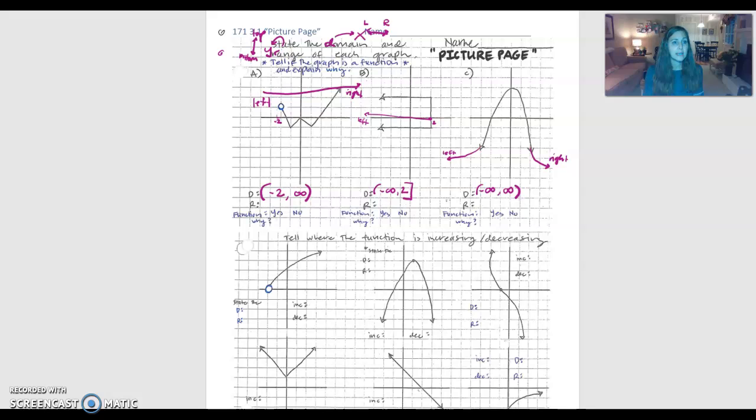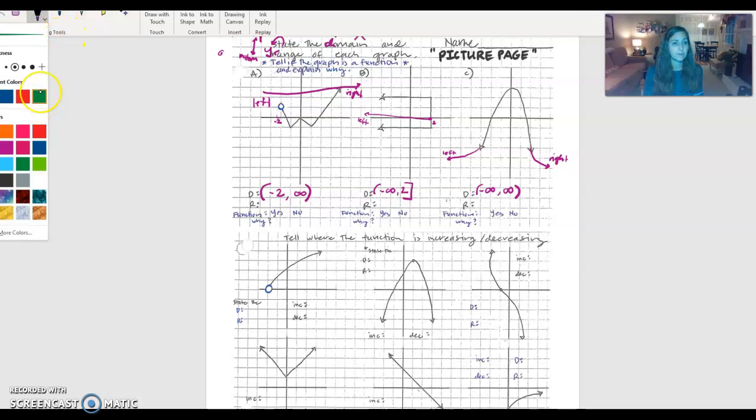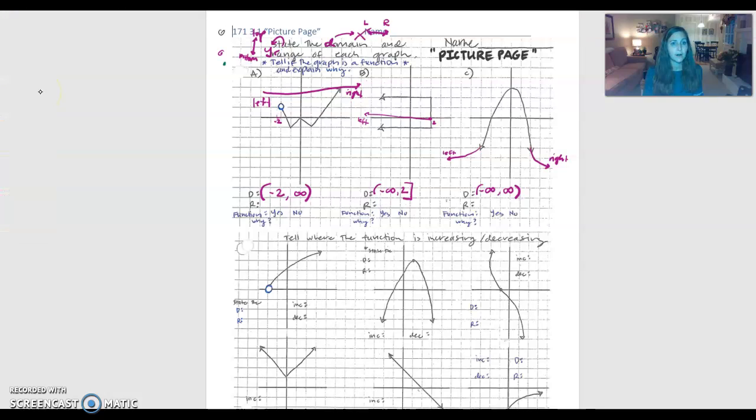All right, let's see if I can change colors on my pen. And I am not that crafty, but I think I might have it. Let's see. All right, now we've got green. We will do the range in green. So for the range, you're going to go from bottom to top. That is very, very important. You have to start at the bottom, okay? And then you work your way up to the top. So let's look at this graph right here.